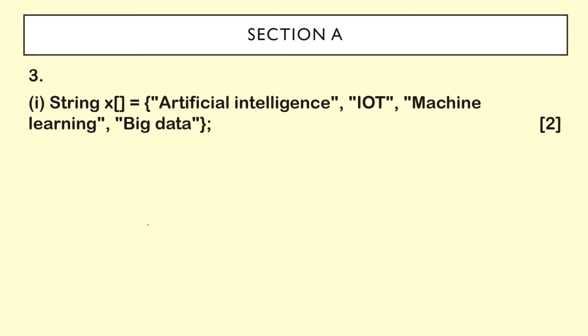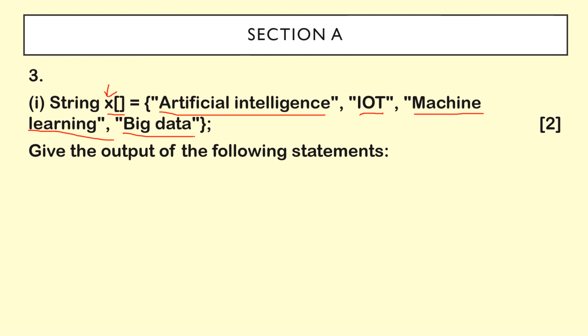It's very easy. Let's come to the next question, that is string. We have an array of strings. So there are many string values, but it is an array. So array is generally represented by square brackets with a particular variable name. So here my array name is x, and the data inside the array is, first one is artificial intelligence, second is IoT, third is machine learning, and the fourth is big data. So what is the question? Give the output of the following statement.